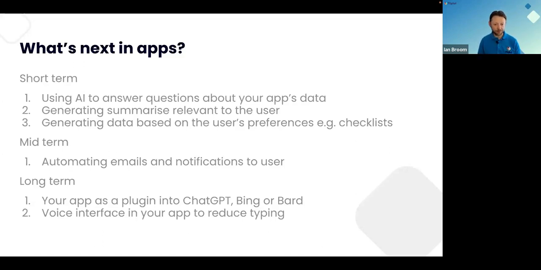And then long term, we're going to consider making your app a potential plugin into ChatGPT, Bing, or Bard, depending on how their plugin systems evolve, which means that you wouldn't even need to use your app in order to be able to ask your app questions. And then the other aspect is a voice interface. So instead of having to type to interact with your app, you can now just talk to it, and then AI will interpret what you mean.